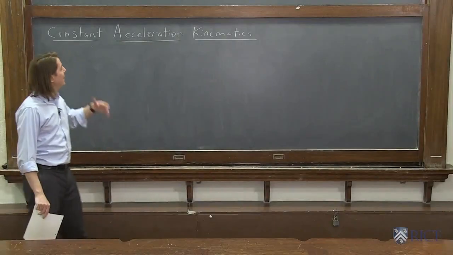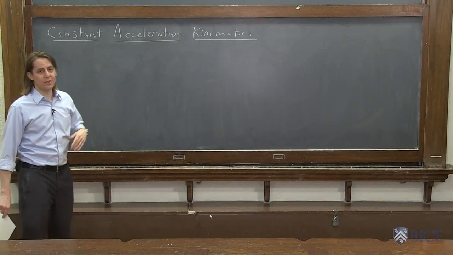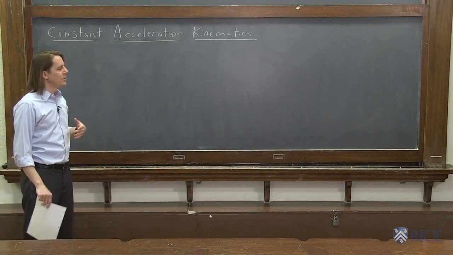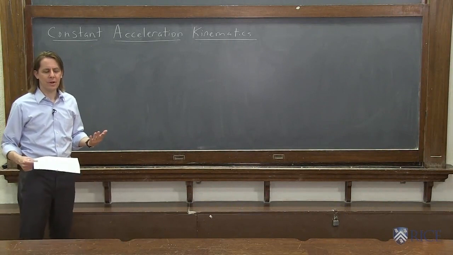So we derived the position for constant acceleration kinematics using calculus, and now I'm going to show you how to do it just with graphs. Really, calculus is just graphs.